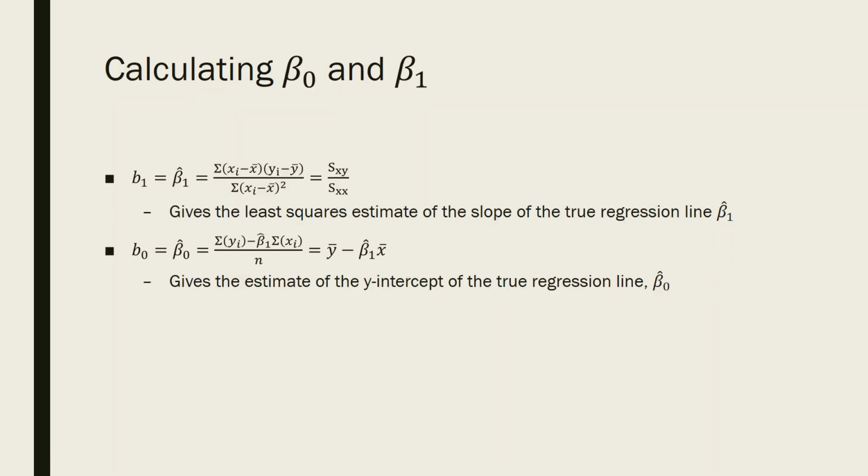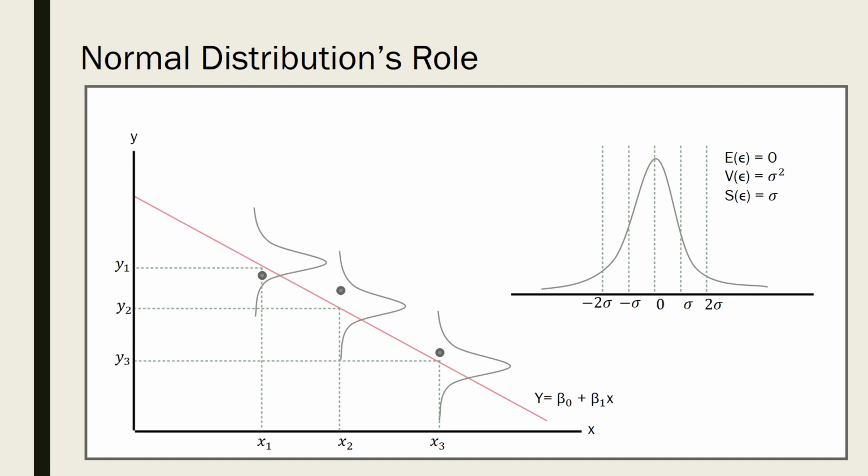Beta naught and beta 1 are not just arbitrary values, they're calculated from the data set. Beta 1 is calculated using the top equation, which gives the least squares estimate of the slope of the true regression line b1. This b1 value can be either positive or negative, with a positive value representing a positive relation and a negative value representing a negative relation. Beta naught is calculated from the bottom equation, which gives the estimate of the y-intercept of the true regression line b naught.